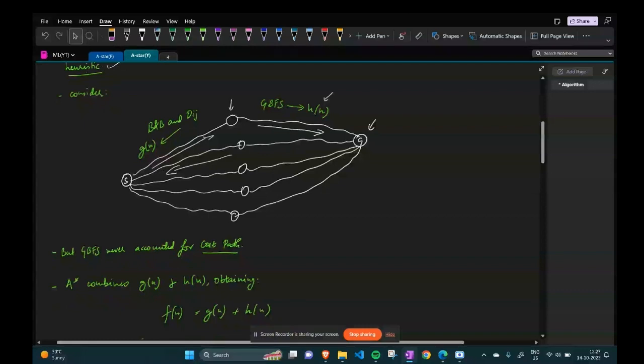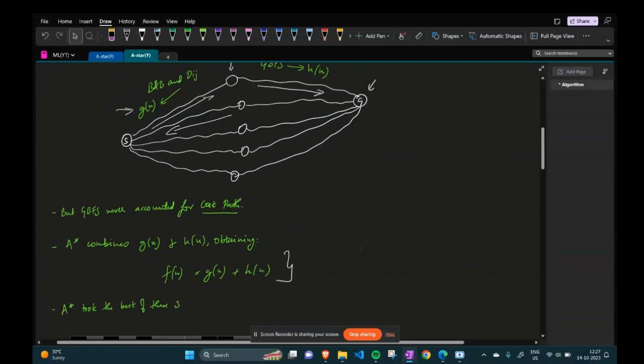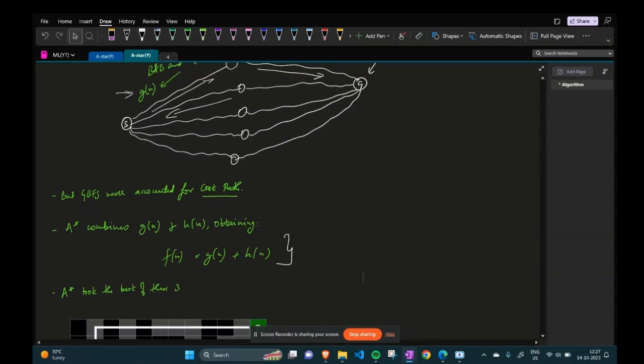So, if we denote our heuristic by h of n and our distance from the start by g of n, which we'll call the cost path, we combine them to form this equation: f of n is equal to g of n plus h of n. So now we're taking into consideration both our cost path, that is the length of the path we've taken so far, and the approximate distance from our goal node.